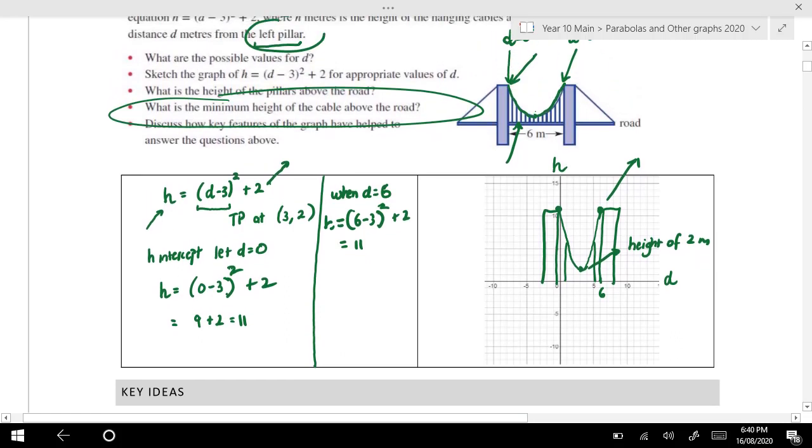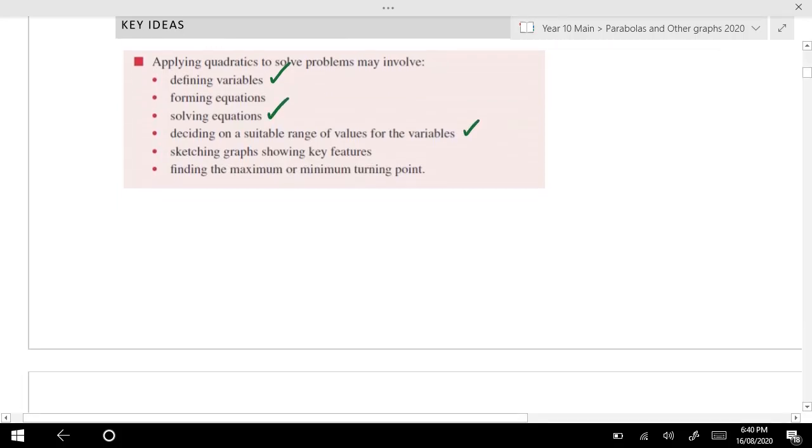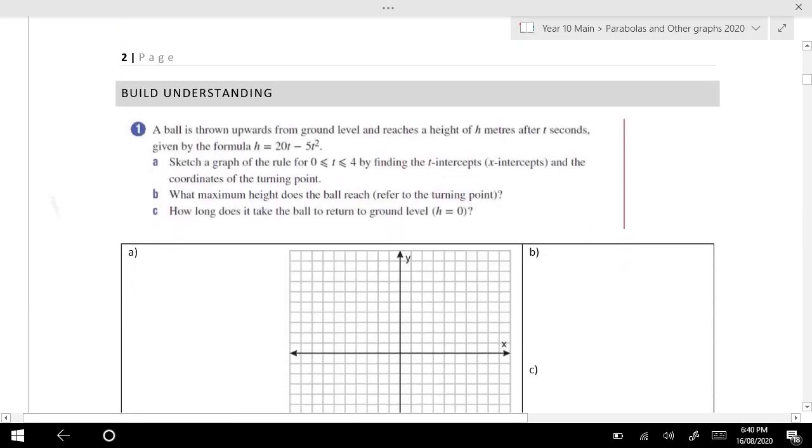Just be aware that no longer do you often have x's and y's. In this case, the y-axis is the height, and the x-axis is the distance from the left pillar. So what you're going to have to do is define variables, in this case like D and H. You've also got to solve equations as you usually would, and also come up with suitable ranges for these. So let's have a look and try another one.